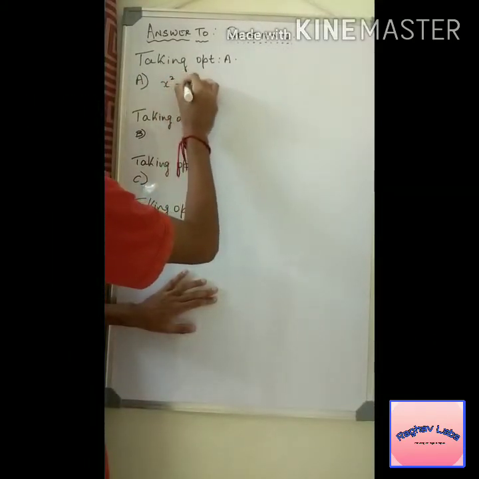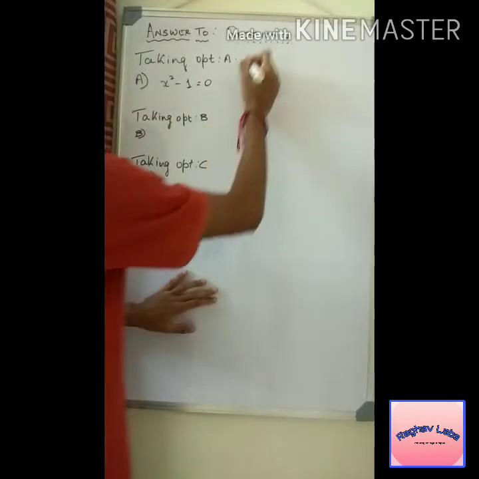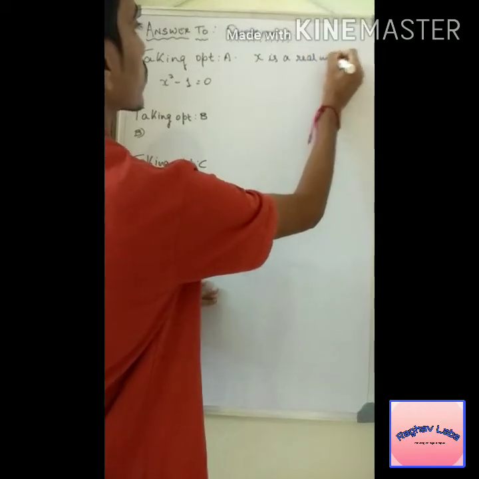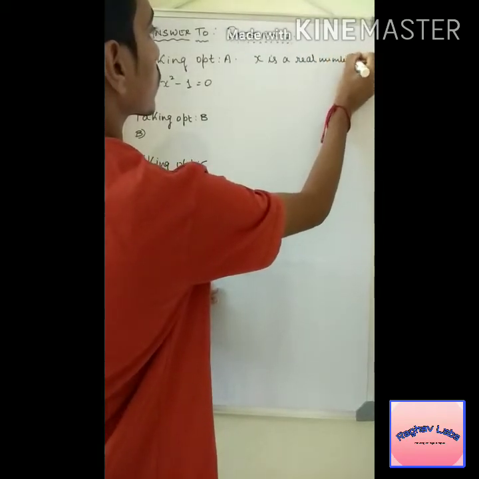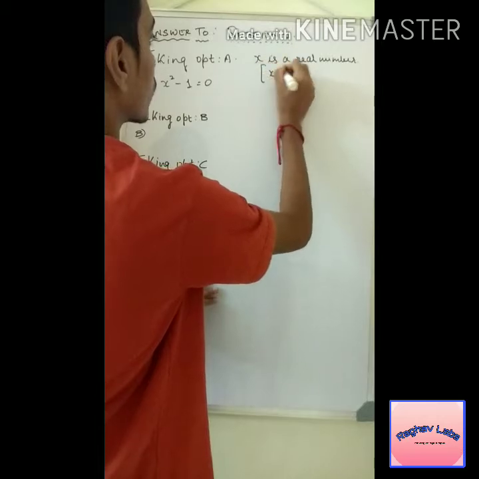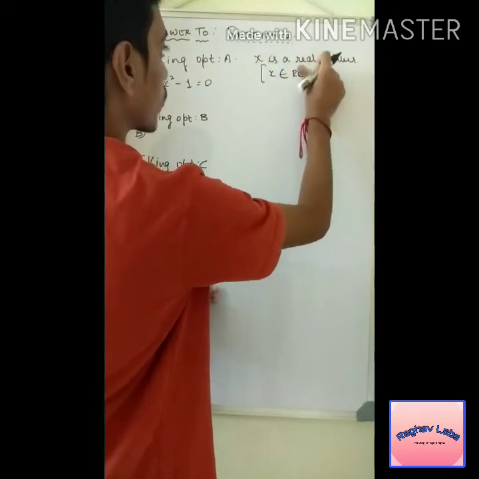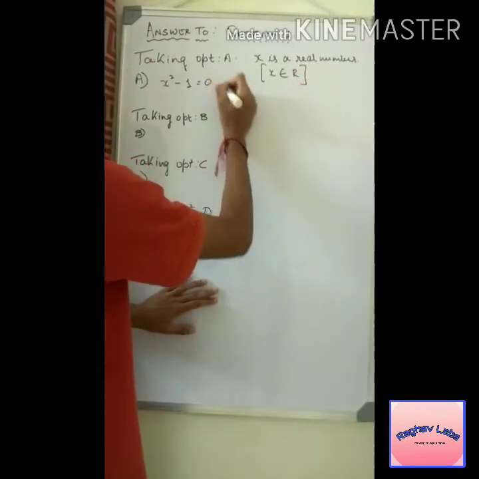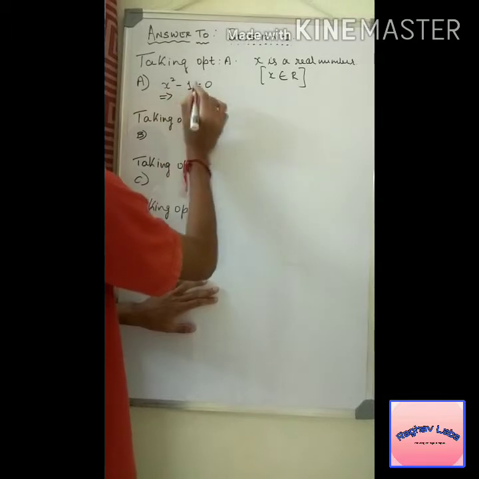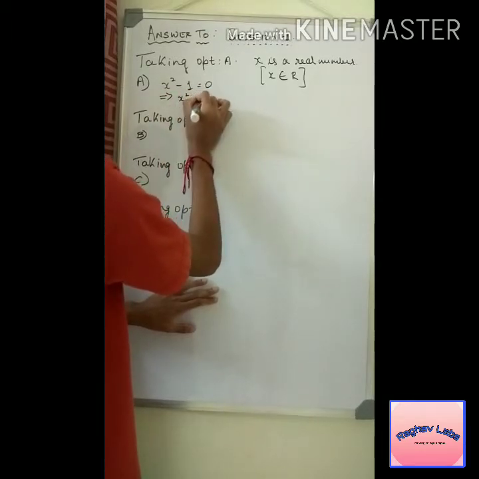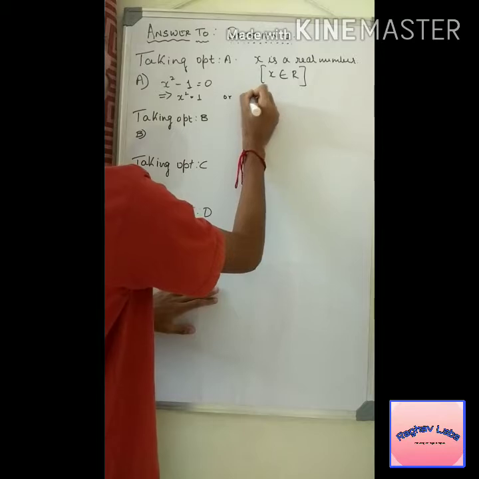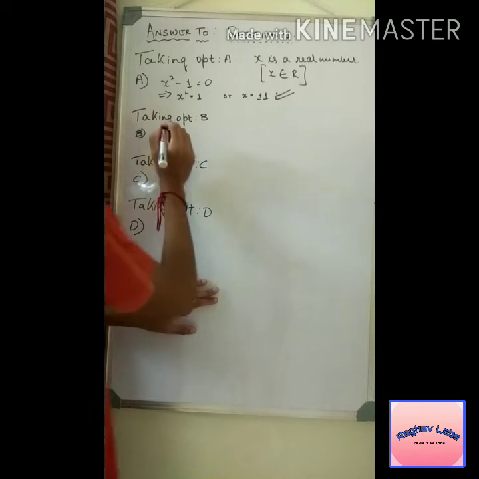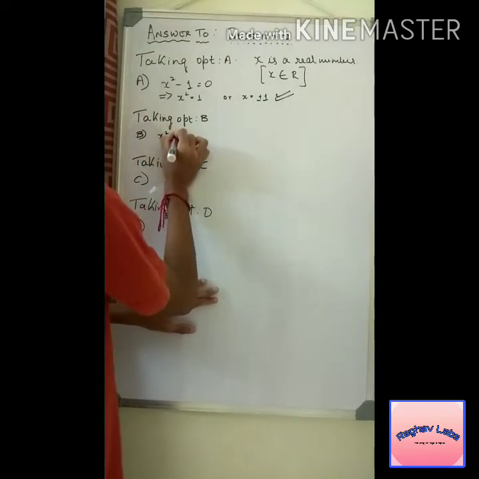Taking option A, we have x square minus 1 equals 0, where x is a real number, which means x belongs to the real number set, x belongs to R. So, which implies x square equals 1, right? So, x is equal to plus or minus 1, which belongs to real numbers. So, no problem in option A.